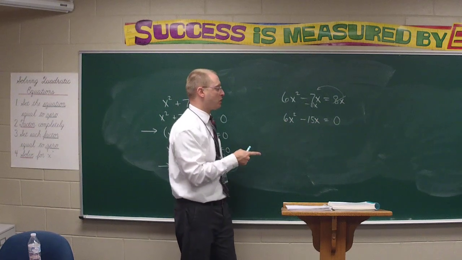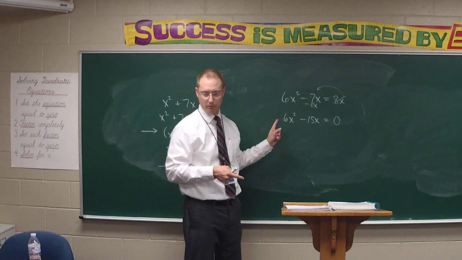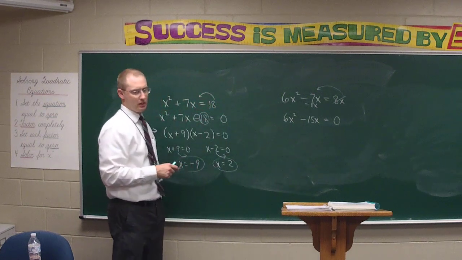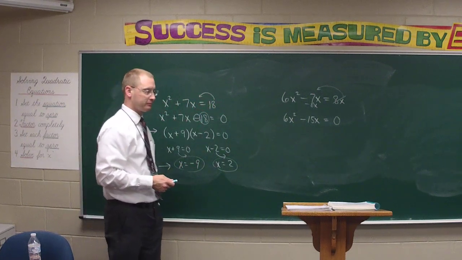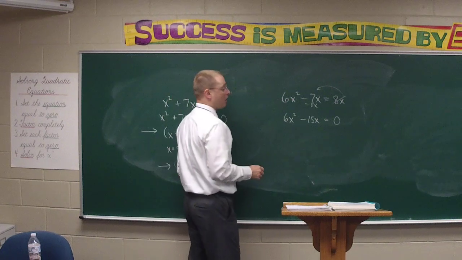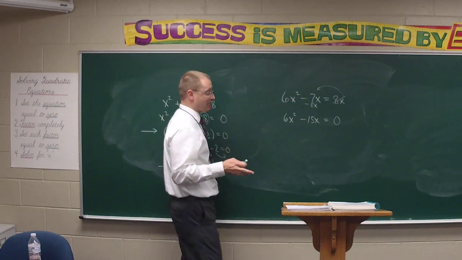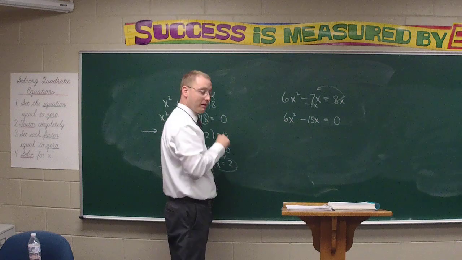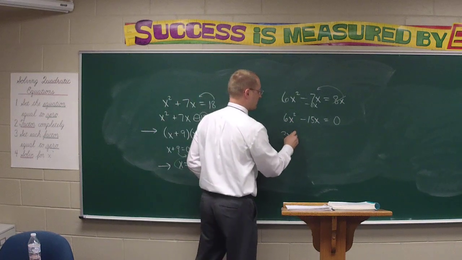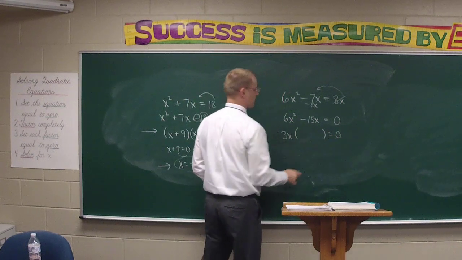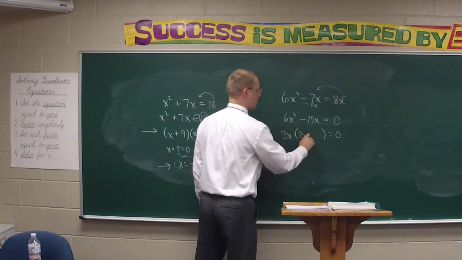But now that means we don't have a trinomial, so we can't backwards FOIL. How will I factor this instead? Genesis? Well, no. No x. I could pull out an x. I could actually pull out more than just an x, though. A 3. I can pull out a 3x. And what's going to be left in parentheses when I pull out a 3x? 2x.